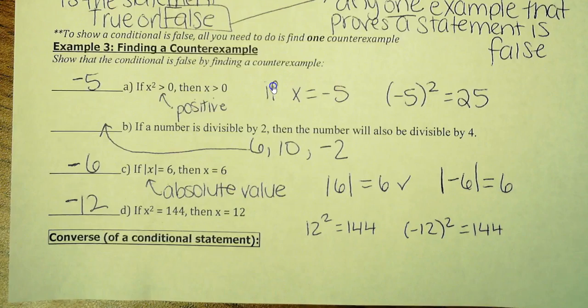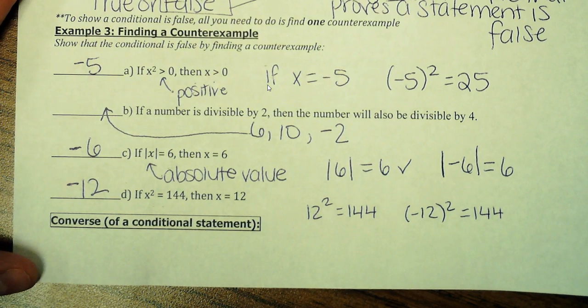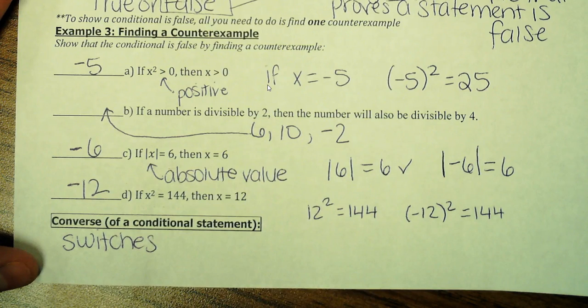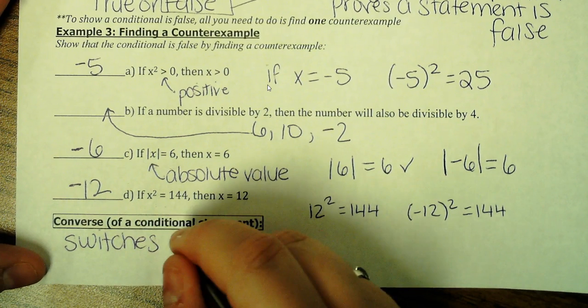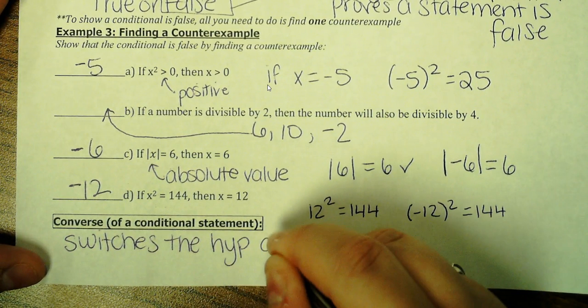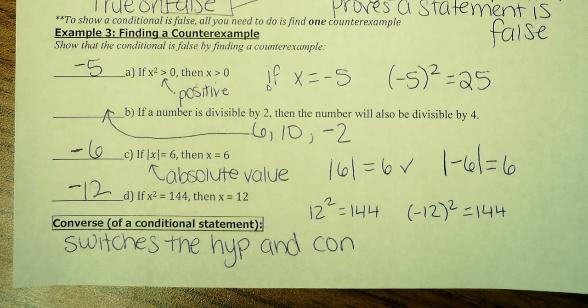And just real quick, we're going to sneak a definition in at the bottom of this page, and that's to write down what a converse is. So a converse is going to take your original conditional statement, and we're going to switch the hypothesis, which I'm just going to write hype, and conclusion. So from your original statement, we're going to take the if part, put it at the end of the sentence, and we're going to take the then part and put it at the beginning of the sentence, and we're going to get into that just in a second on the back.